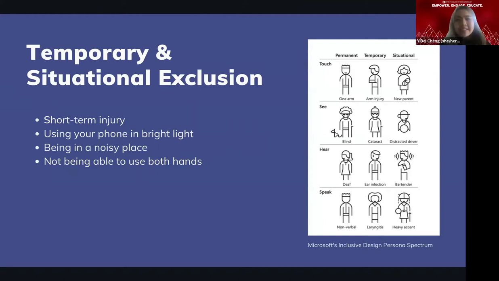And like Fatima said, accessibility is really for everyone and not just those with disabilities. Designing for accessibility means that you're providing a much more convenient experience for everyone who also has temporary or situational exclusions. These examples can include short-term injuries, using your phone in a bright light, being in a noisy place, or simply not being able to use both hands. And these things can happen to anyone.